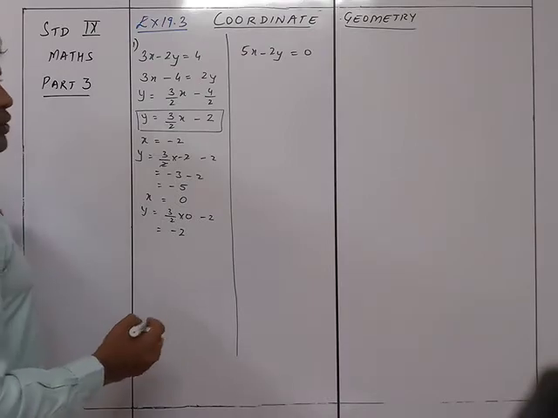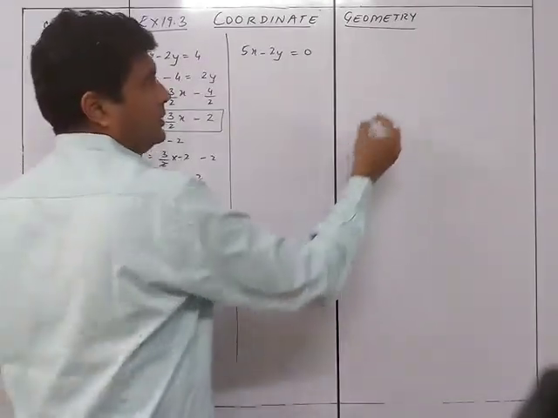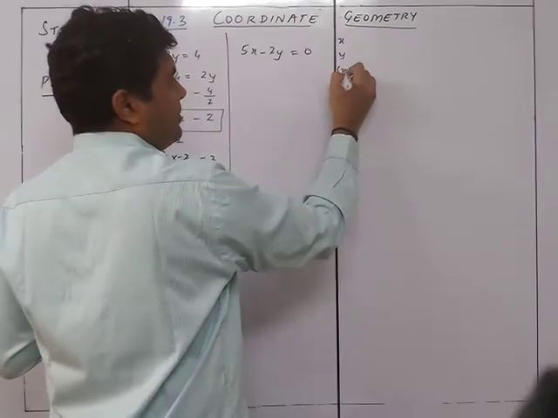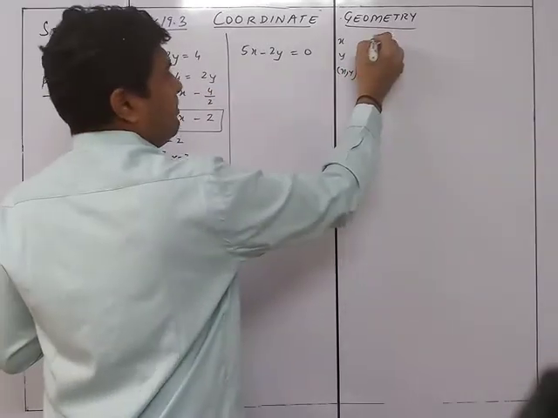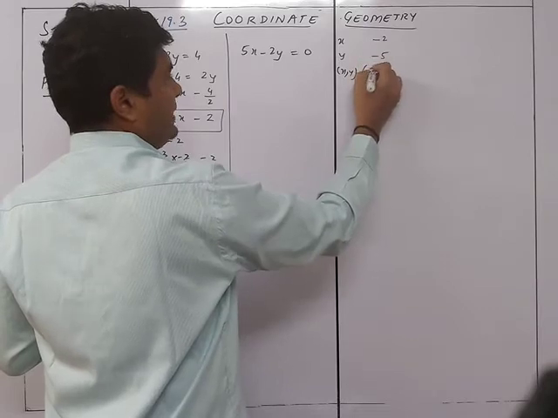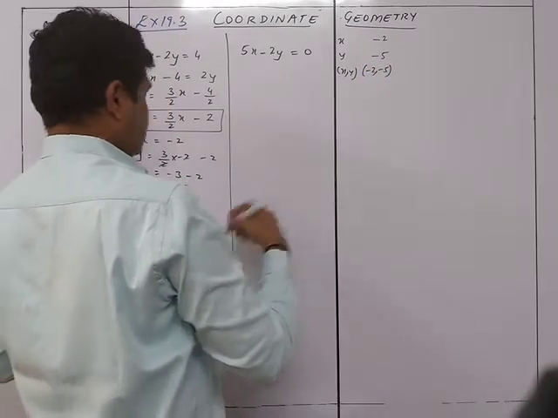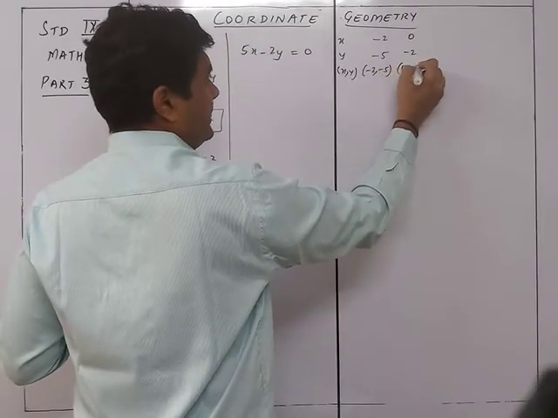Okay. We'll do one thing. We'll also start writing down the table. So it is x, y and x comma y. So the first one was minus 2, so I got minus 5. So minus 2 comma minus 5. The next one was 0 and minus 2. So it is 0 comma minus 2.